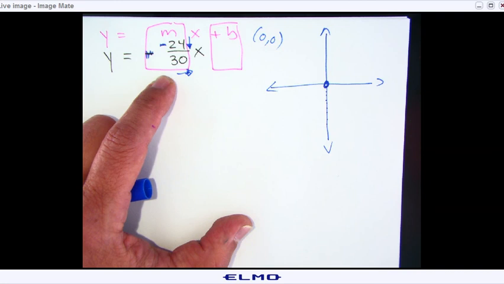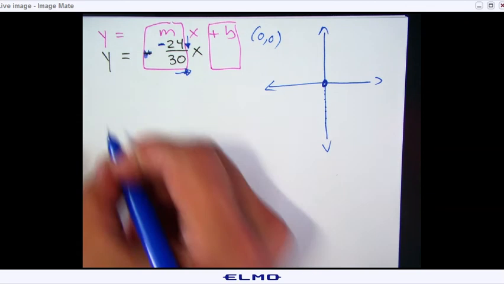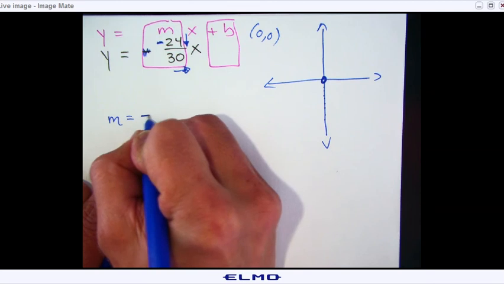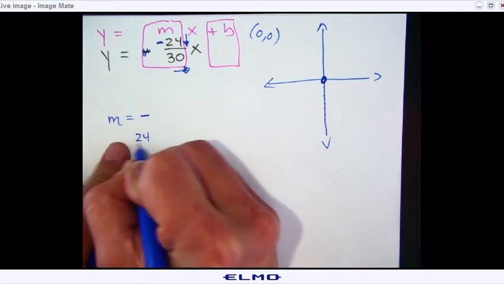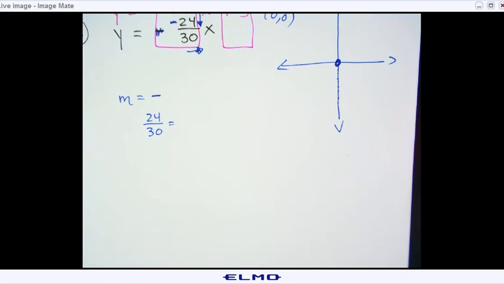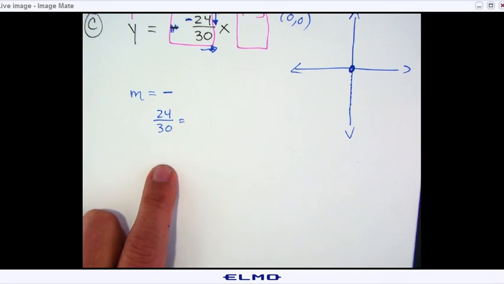All right. So we're going to go ahead and find an equivalent fraction so we can simplify it. So m equals, now we know it's going to be negative, but I'm going to do 24 over 30. So now divide. So you want to go ahead and divide. Let's go ahead and divide. What are you going to divide by? I'm going to divide by 4. No. By what? 2. Let's try 2.